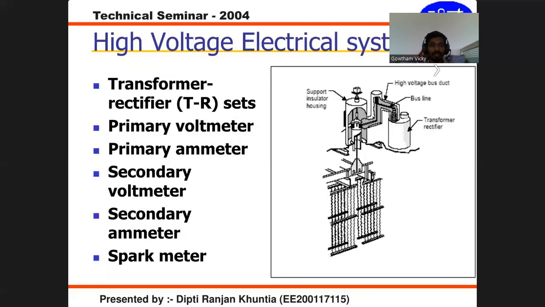That means many industries, like high voltage electrical systems and then transformers and then rectifiers. T is nothing but transformers, or denotes rectifier sets. Then the primary voltmeter and then primary ammeter, and then secondary voltmeter and then secondary ammeter and the spark meters. So these are the high voltage electrical systems which can be used as support of insulator housings.